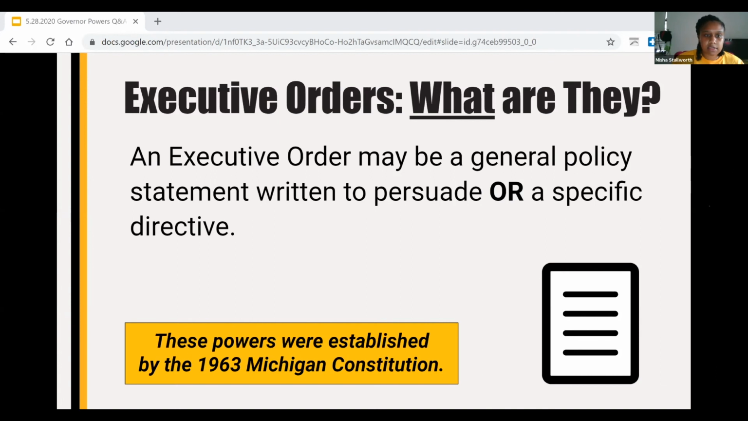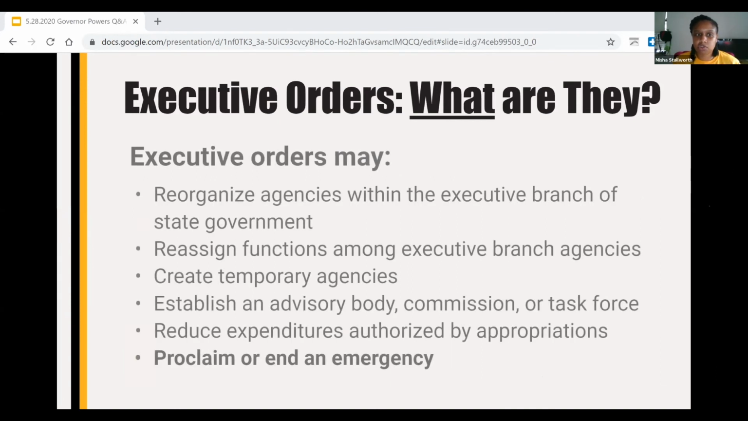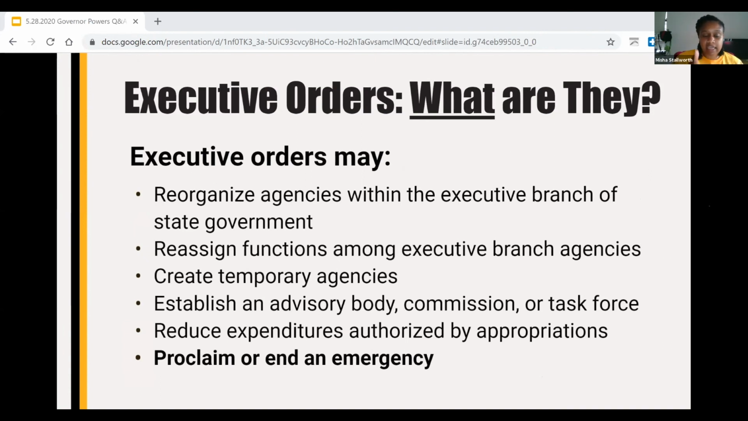And so sometimes they are written to try and persuade, but other times they can do direct action, such as reorganizing agencies within the executive branch, reassigning functions among executive branch agencies. When we say reassigning functions, it means maybe a job that Health and Human Services was doing will move to another department. When we talk about reorganizing agencies, for example, under Governor Snyder's administration, there used to be a Department of Older Adult Services, and then through a reorganization that was absorbed into the Department of Health and Human Services.